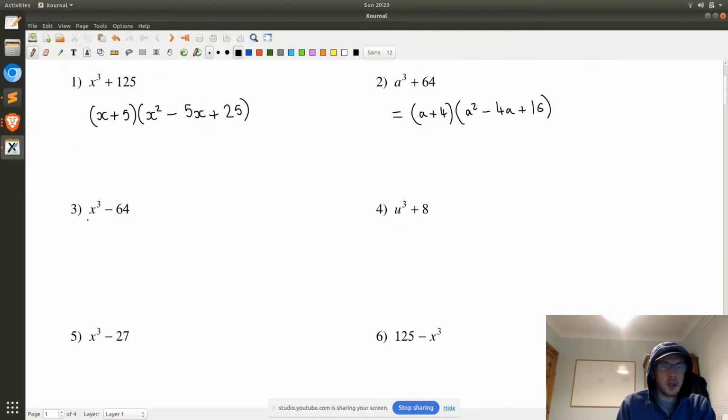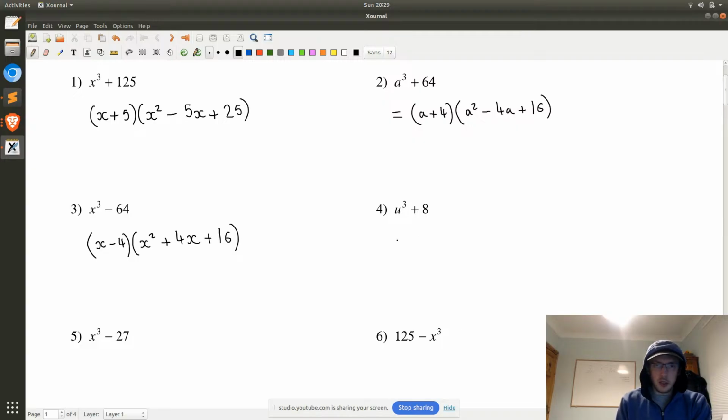The difference of two cubes, the cube of x and 4 cubed. Following the pattern, x take 4 times x squared and 4x takes 16. No, plus 16. That's the correct one.